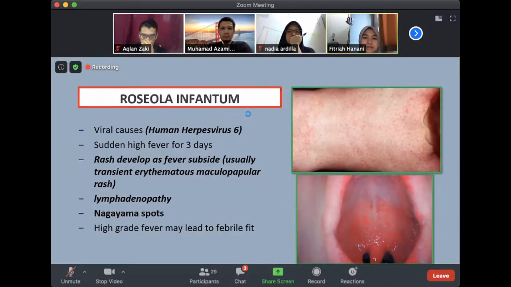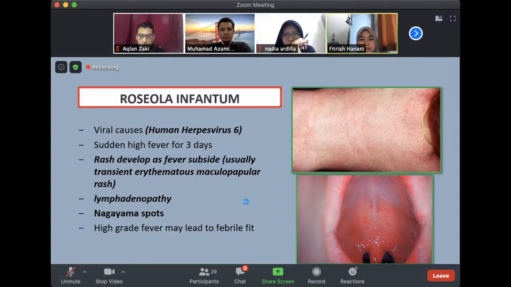Okay. And then for the viral causes, the first one is roseola infantum, which is caused by HHV-6. The patient may present with a sudden high-grade fever for 3 days, and then the rash will develop as the fever subsides. Usually it is a transient rash, lasting about 24 hours before it disappears. It is an erythematous maculopapular rash, often associated with lymphadenopathy and also Nagayama spots. Nagayama spots are red spots found on the soft palate and also the uvula.